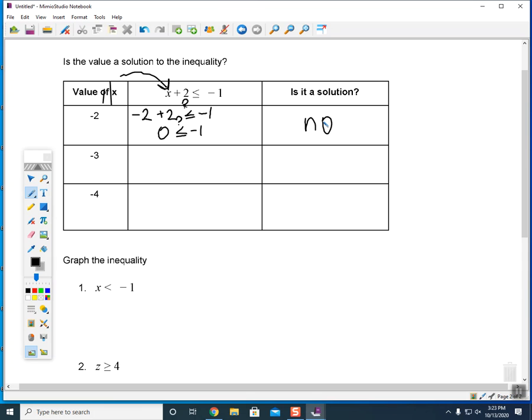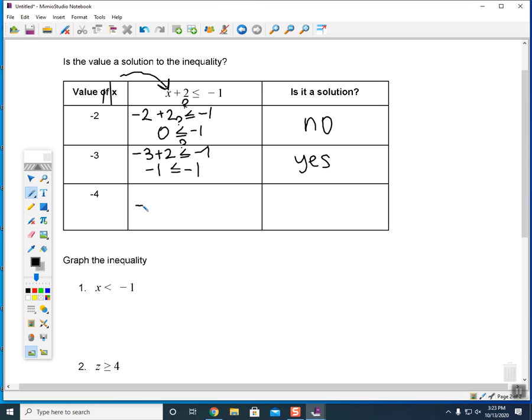Our next one, we would do negative 3 plus 2. I want to know, is that less than or equal to negative 1? Well, negative 3 plus 2 is negative 1. Is negative 1 less than or equal to negative 1? Yes, it is. It's equal. So that one works. It satisfies it.